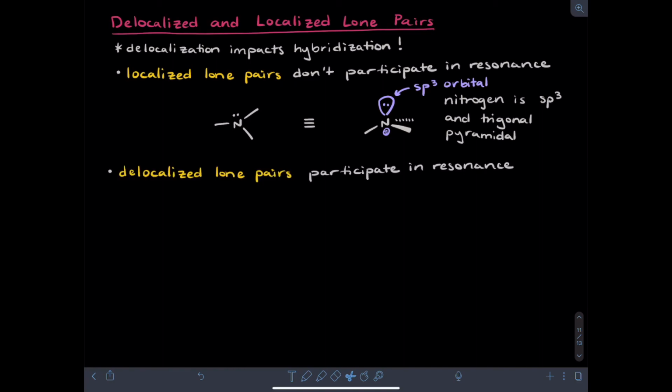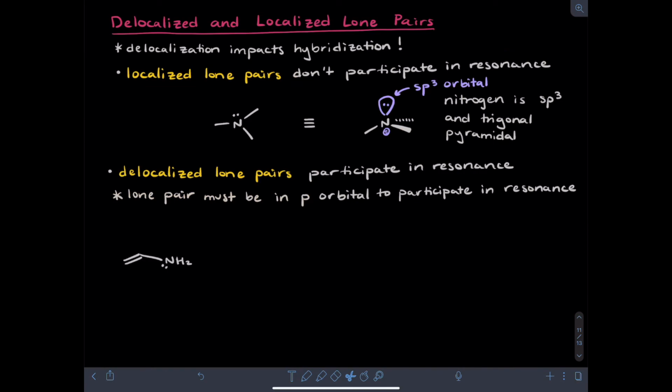We'll use the term delocalized to describe lone pairs that participate in resonance. And the super important rule here is that a lone pair needs to be in an unhybridized p orbital in order to participate in resonance. So let's consider the following molecule, where we have a nitrogen with 2 hydrogens, a lone pair, and the nitrogen is adjacent to a pi bond.